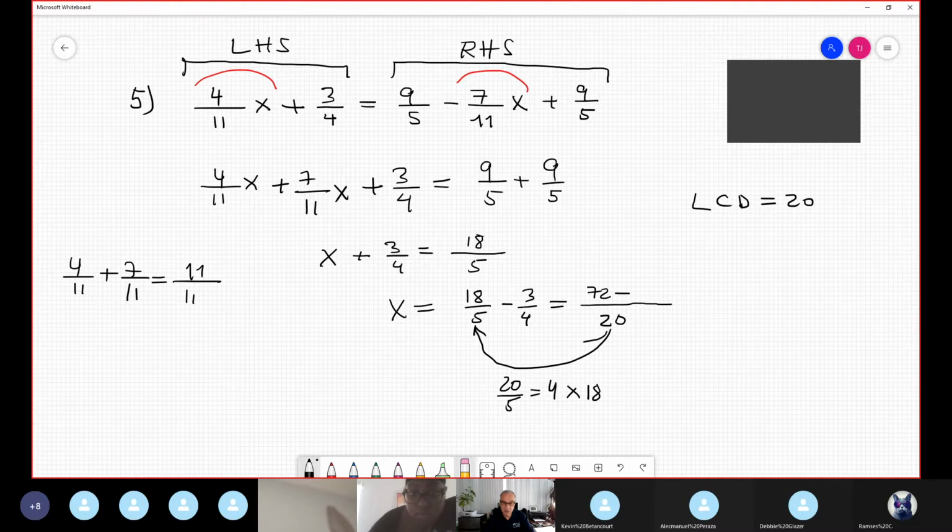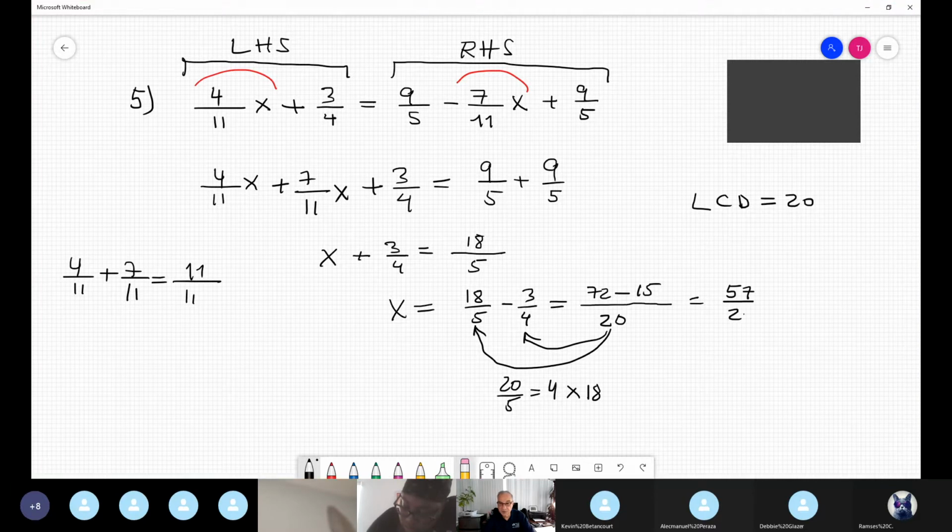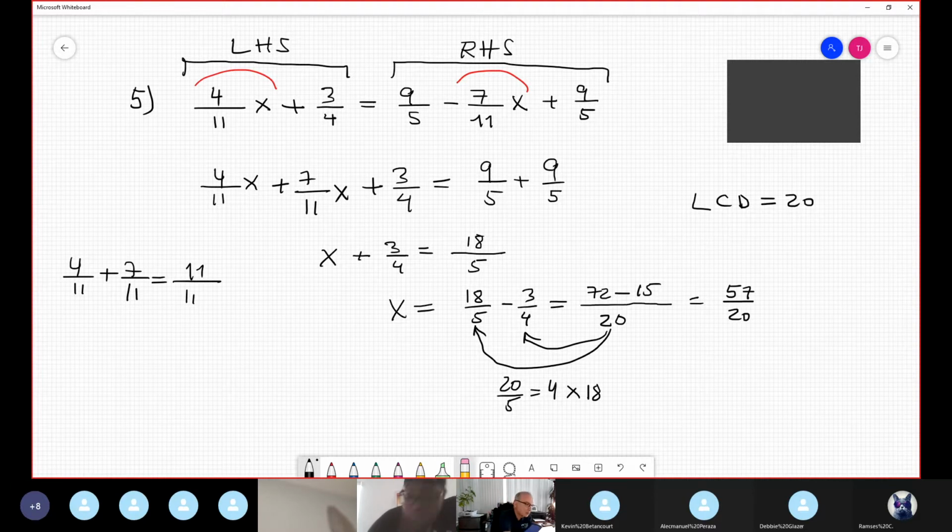Minus, again, 20 divided by 4 is 5, and 5 times 3 is 15. Now subtraction: 72 minus 15 is 57. 57 over 20 is the final answer. Let me see again. Yes, positive 57 over 20 is the answer. 57 over 20.